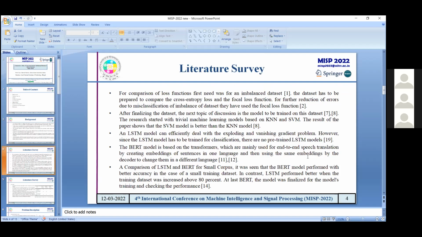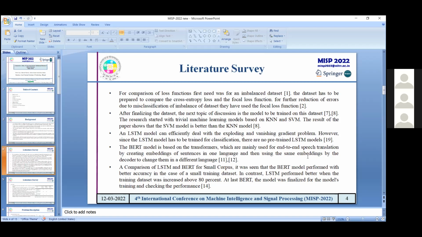For the comparison of loss functions, the first need was an imbalanced dataset. The dataset has to be prepared to compare the cross entropy as well as the focal loss function. For further reduction of errors due to misclassification on an imbalanced dataset, they have used the focal loss function.